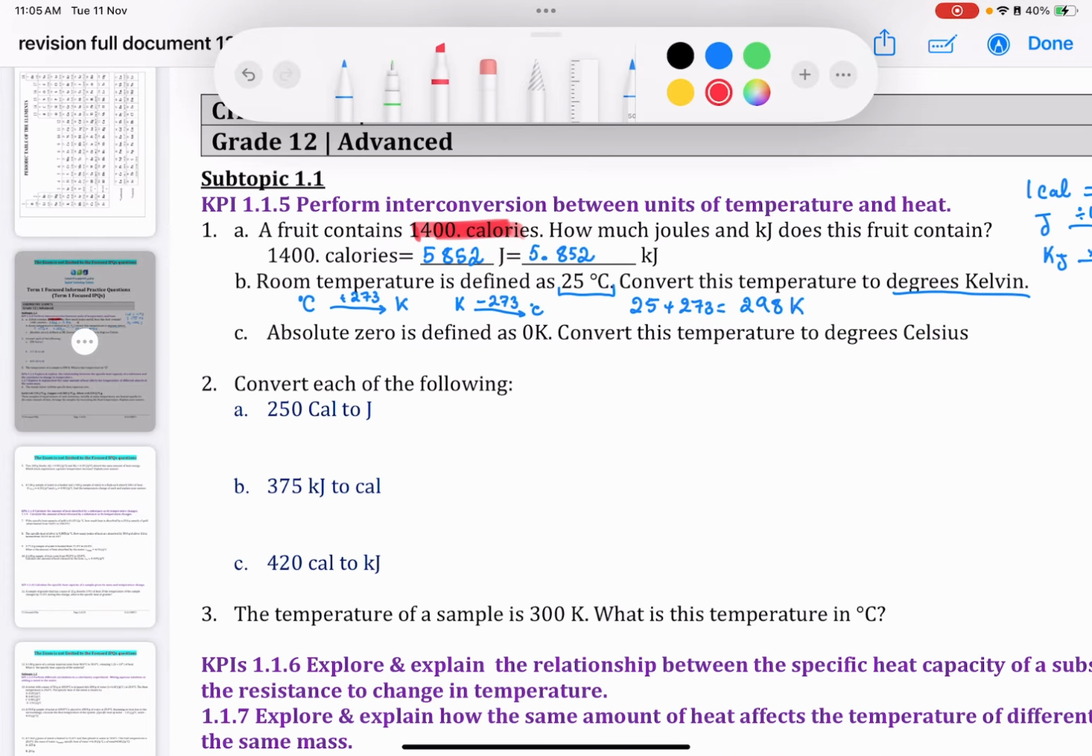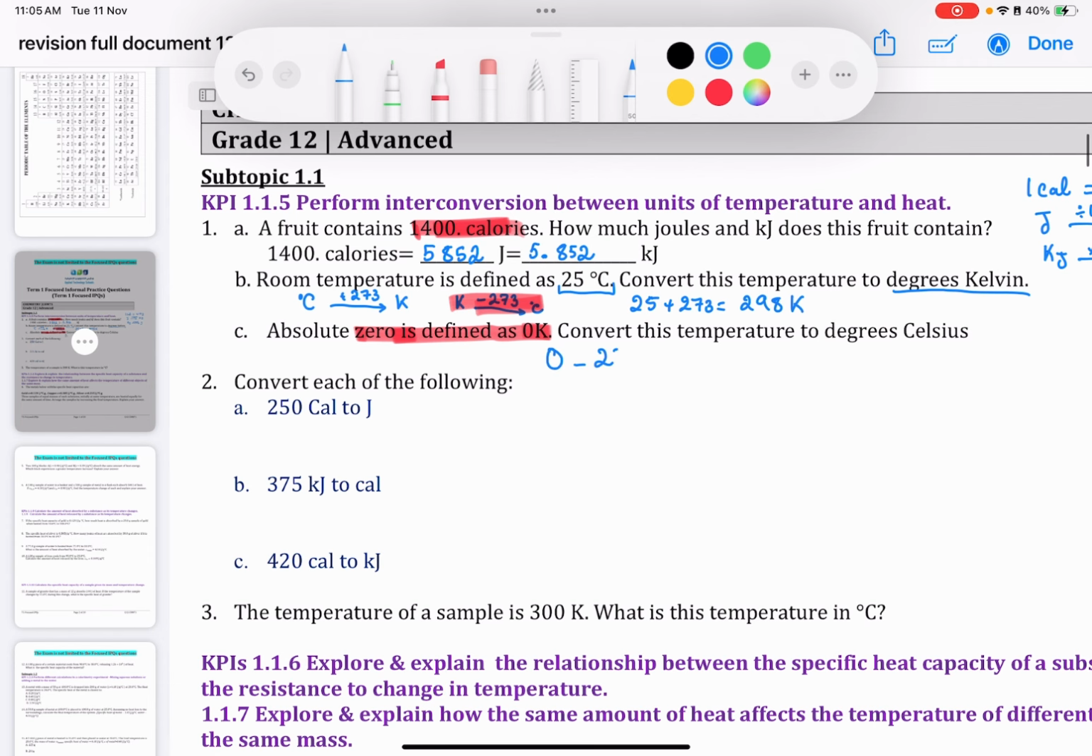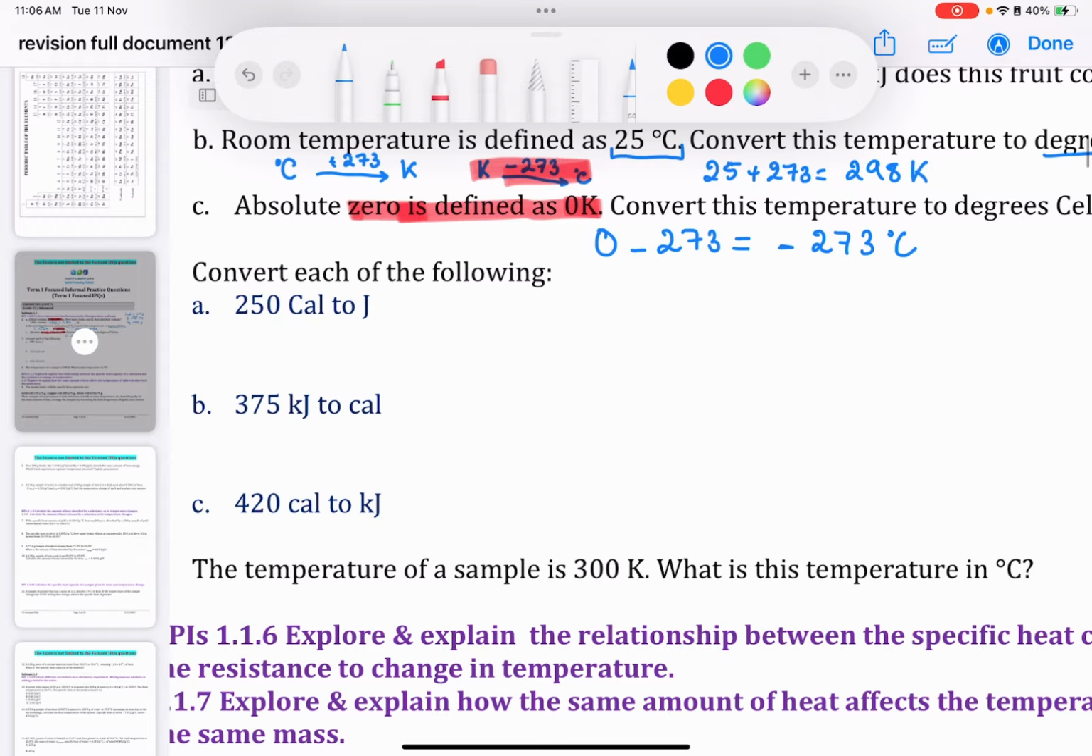Another one, absolute zero is defined as 0 Kelvin. Convert this temperature into Celsius. As I mentioned here, from Kelvin to Celsius, you subtract 273. So 0 minus 273, and the answer is going to be negative 273 Celsius. Now let's move on to more conversion factors.